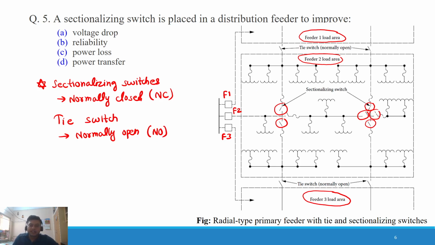So in this figure, if any fault occurs in this part, the sectionalizing switch will open such that all the other loads remain unaffected and take power. So it isolates only the part in which the fault happens. During fault condition, the sectionalizing switch removes the faulted part, and the other parts remain unaffected. So you can say that this improves the reliability.